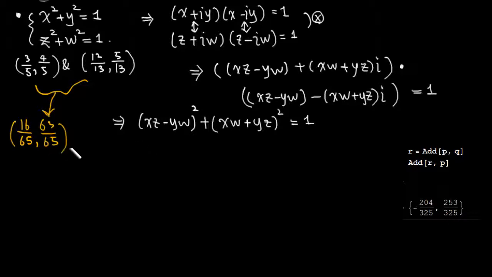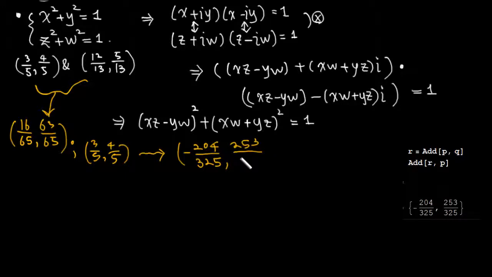So I went ahead and played one more combination. I played with it again with the 3/5 and 4/5 in here. So I looked at these 2 points. I let this one be xy, that one be zw. When I played with these 2, I got this point right here. That is negative 204 divided by 325, and 253 in the numerator and 325 in the denominator. So from there you can keep generating different types of shapes where the denominators are the powers of 5 and 13.